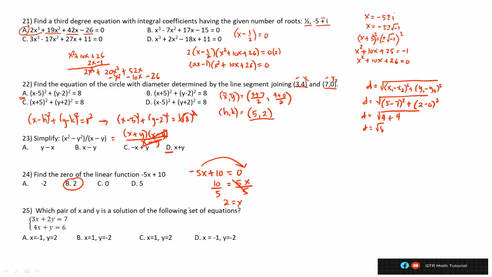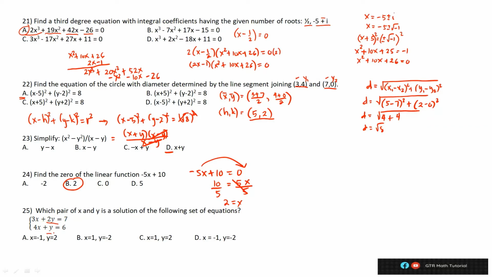Okay, so last number, which pair of x and y is a solution of the following set of equations? Pair of x and y, so kagaya nga ng sabi ko kanina, kapag ganyan, tingnan nyo mabuti ang values ng x and y. Observe nyo muna. So we have 3x plus 2y equals 7, 4x plus y equals 6. So madaling isolve to by elimination, kasi ito, 2y, yung kabila naman is y.